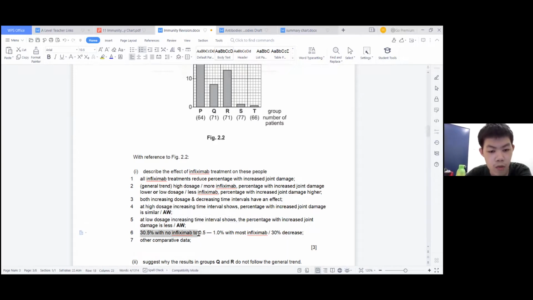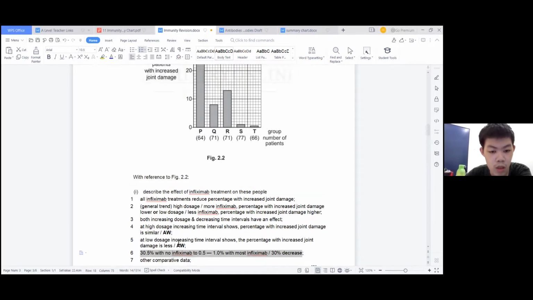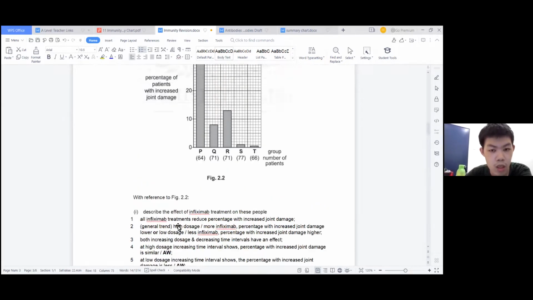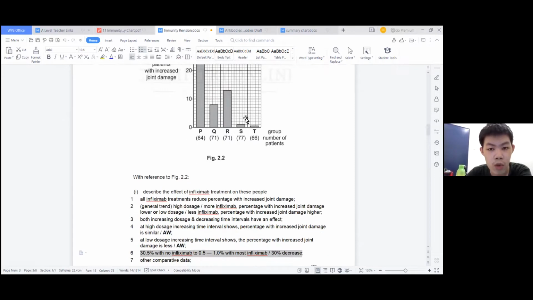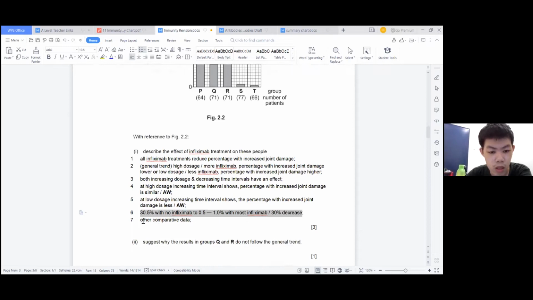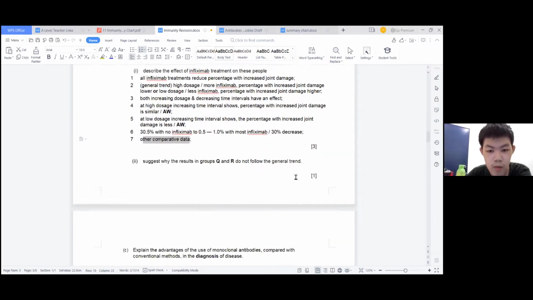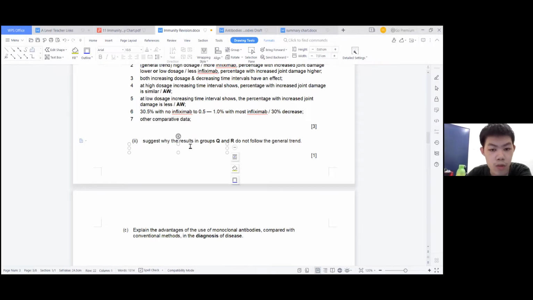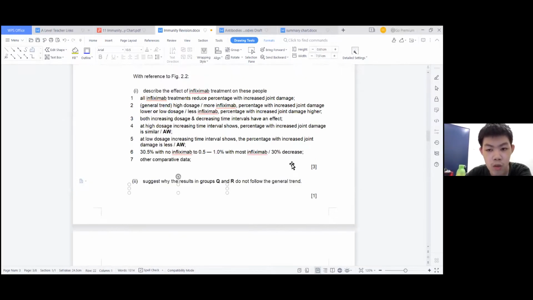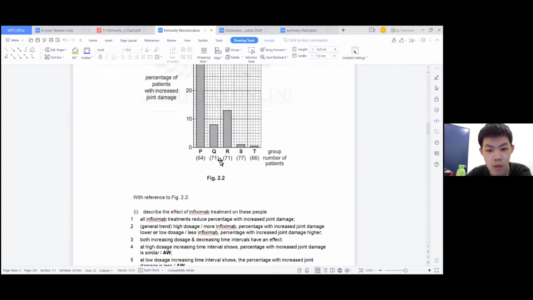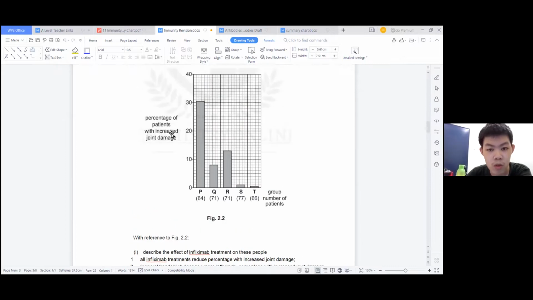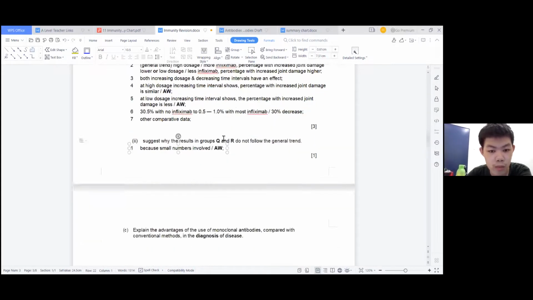And then lastly, you give specific numbers. For example, without using the monoclonal antibody treatment, it's actually quite high, 30.5. But by using high dosage, you decrease until 0.5 to 1%, about 30% decrease. You also can give other comparative data. Suggest why the results in groups Q and R do not follow the general trend. The most logical reason would be the small numbers involved, only about 60 to 70 people per group, so the data may not be so accurate.